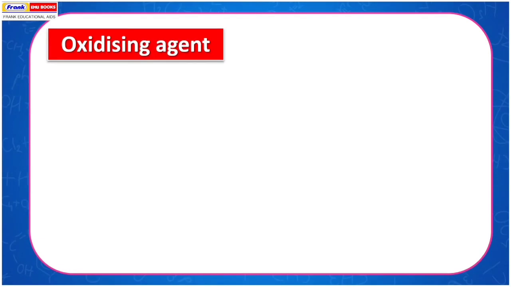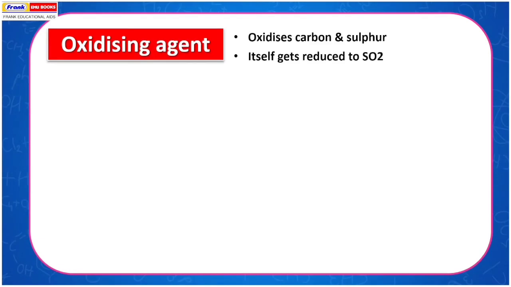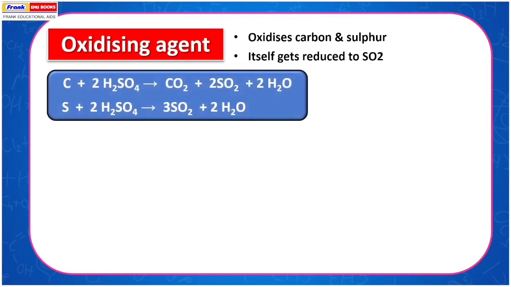Oxidizing agent: it oxidizes carbon and sulfur, and itself gets reduced to SO2. Carbon plus H2SO4 produces CO2, SO2 and water. Sulfur plus H2SO4 produces SO2 and water.